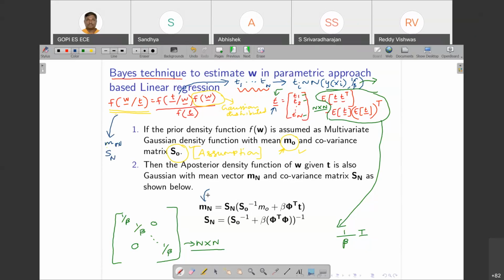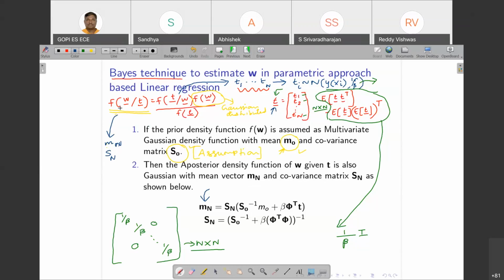Mn can be written as Sn. Sn is what? Sn is the covariance matrix of the positive density function. That is the Gaussian, multivariate Gaussian density function with mean vector m naught and Sn as a covariance matrix. They are related with what? S naught, m naught, right?